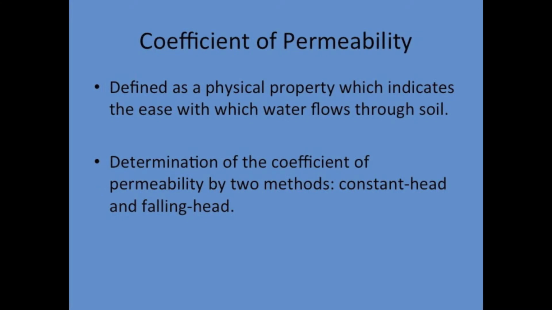The coefficient of permeability is an indicator of how permeable the soil is. It is defined as a physical property which indicates the ease with which water flows through soil. We determine it by two means which we will discuss, and that is the constant head test and the falling head test.